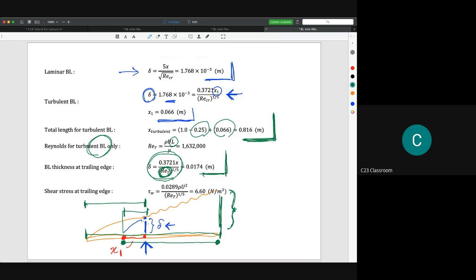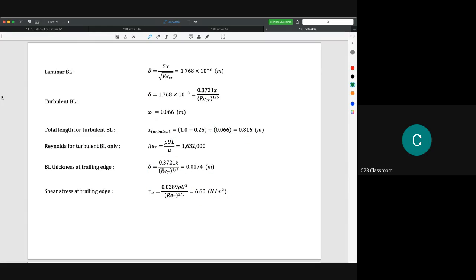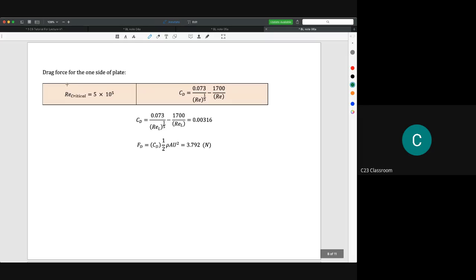And then we can also calculate the shear stress at the trailing edge, using the equation for the turbulent. So it is equal to 6.6 Newtons per square meter.